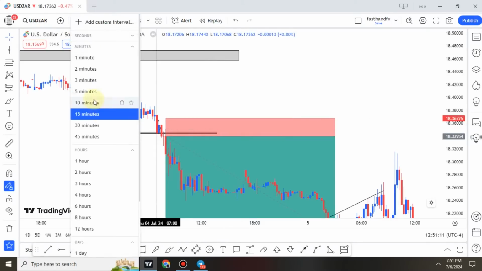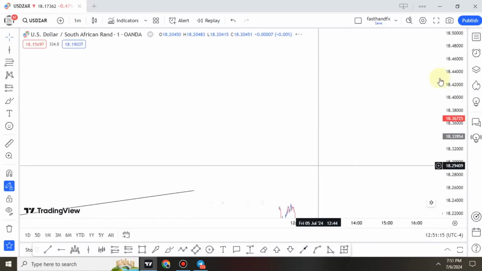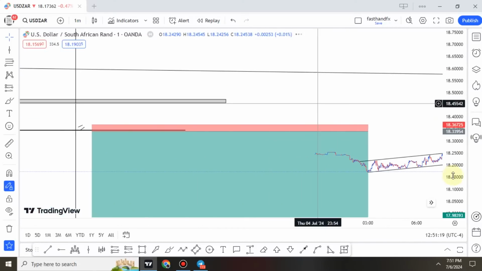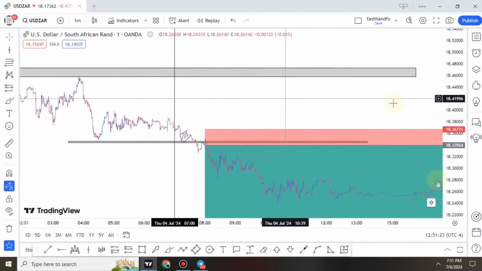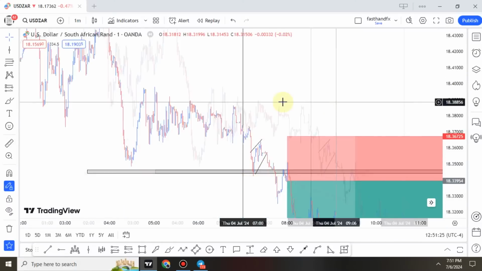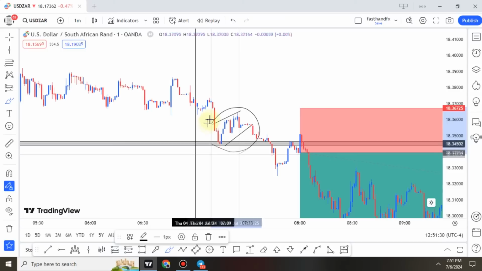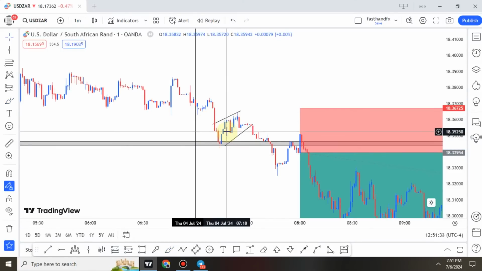Right, let me take it to the 1 minute, not H something. Hopefully we get that right over here. Okay, let's have it right here, a very tiny one. Now if you see over here, this is another continuation pattern, right? So inside this continuation pattern, guys, remember once again, no reversal, no trade.